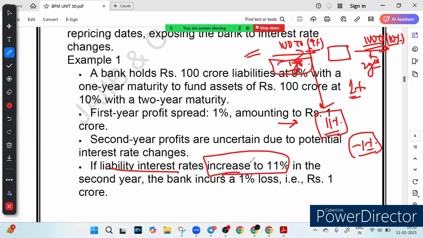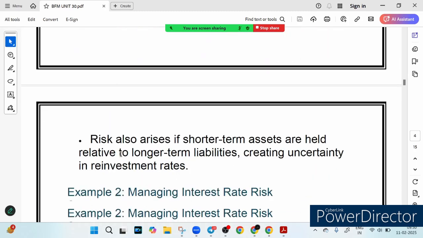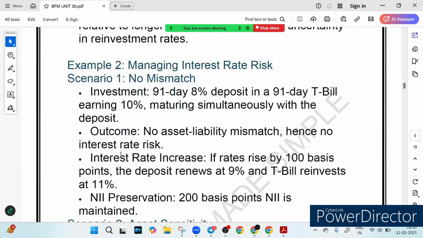Banks don't just deal with loans and deposits, they handle billions of financial transactions. If they don't manage their gap risk properly, they might lose money when interest rates change, right? Or their profit will become unstable, or their financial stability will weaken. So this is the first scenario which I have just talked about. Now let me provide you one more scenario to make it clearer. So let's look at example number 2.